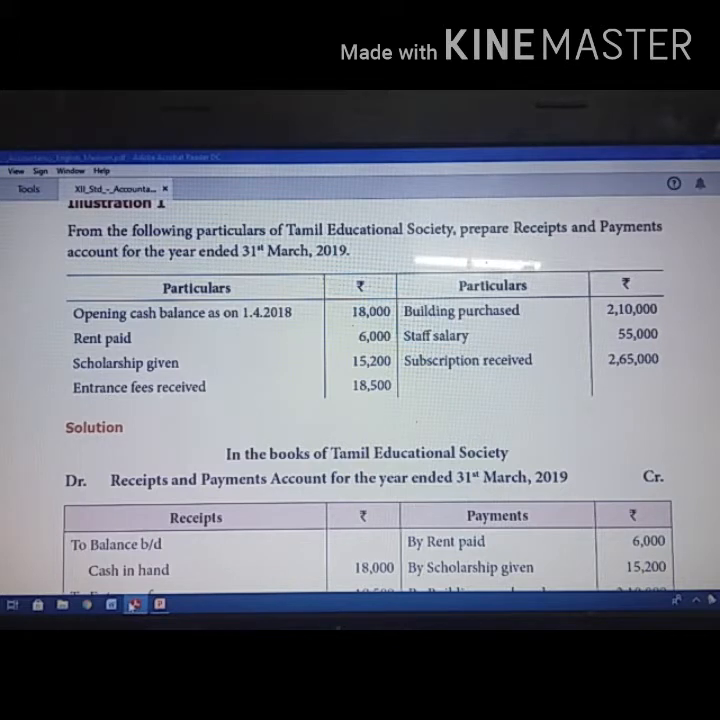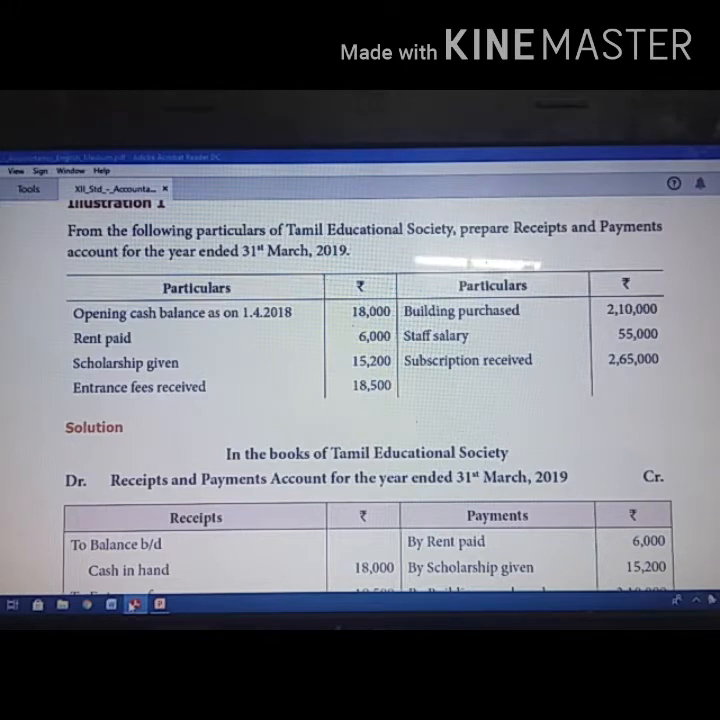Normally we don't have any dates for the opening balance. Only if they have given a date, then in the date column you have to put the date, 1/4/2018, for the opening cash balance. Then you have to write the particulars in the particulars column. Then we have two amount columns, one is the inner column, another one is the outer column. In the inner column and outer column you have to mention the amount as well as the symbol of rupees.